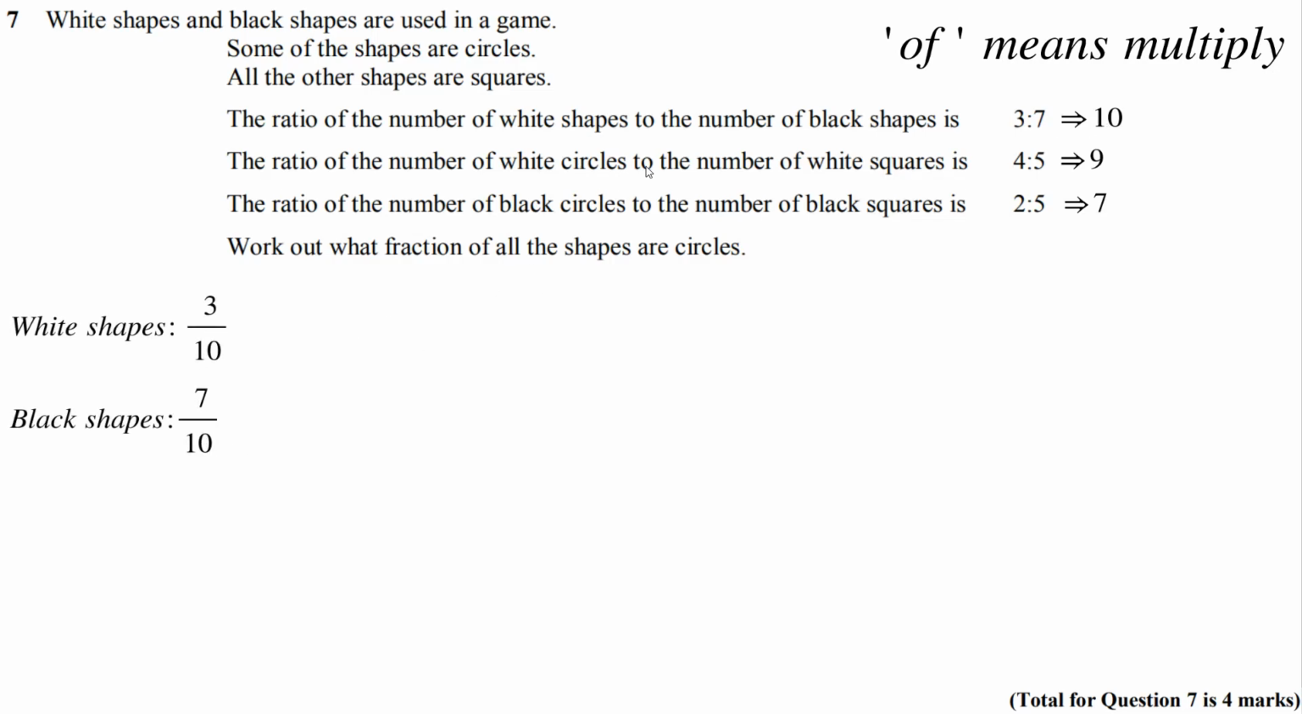We'll do the exact same thing for the rest of them. So white circles is 4 out of 9. White squares is 5 out of 9. Get that.